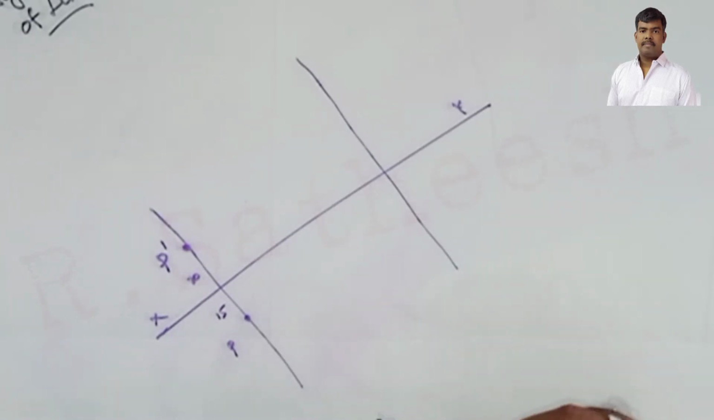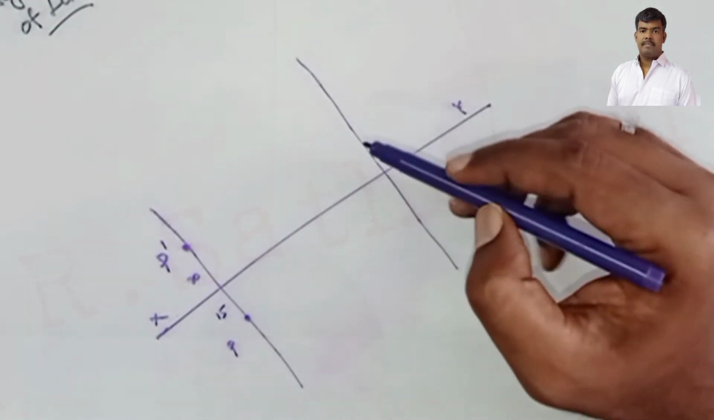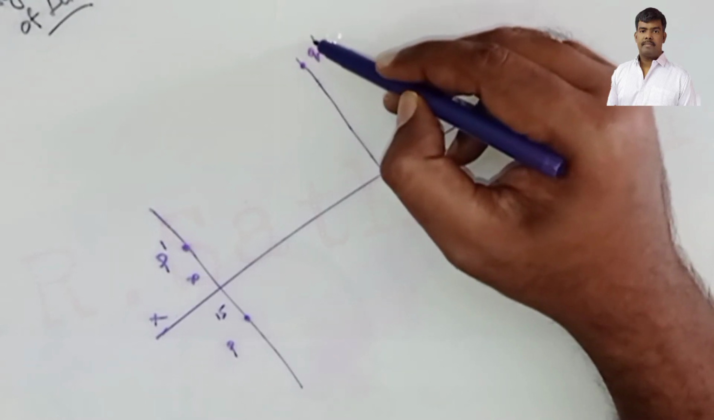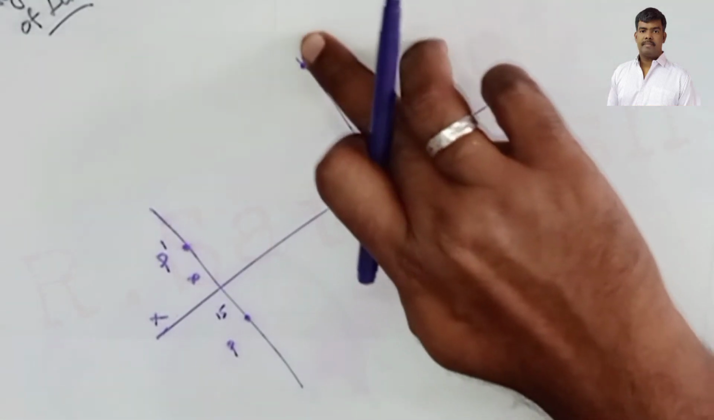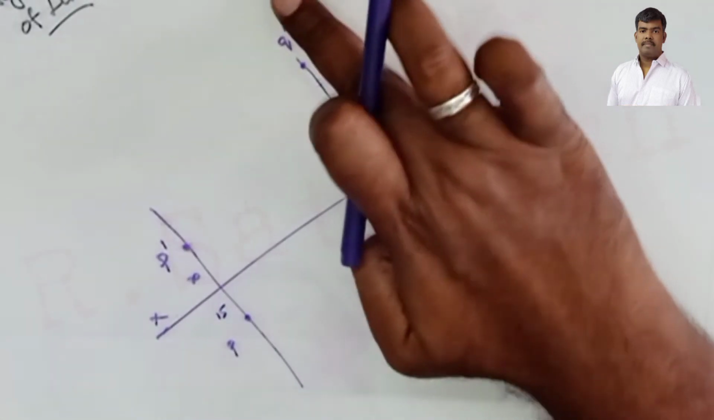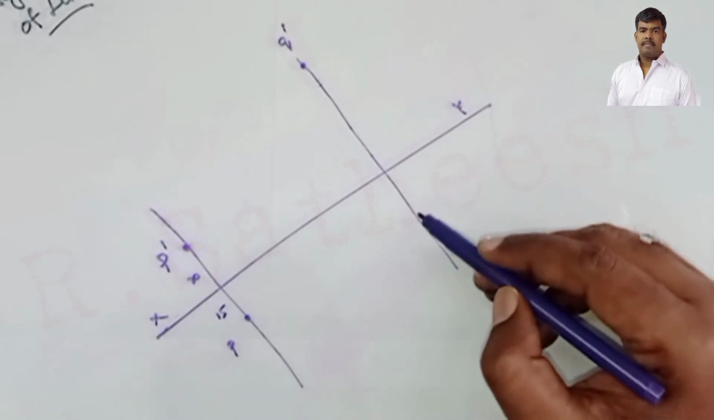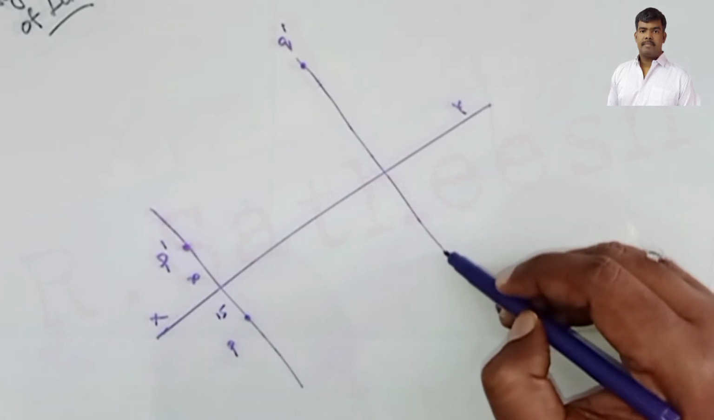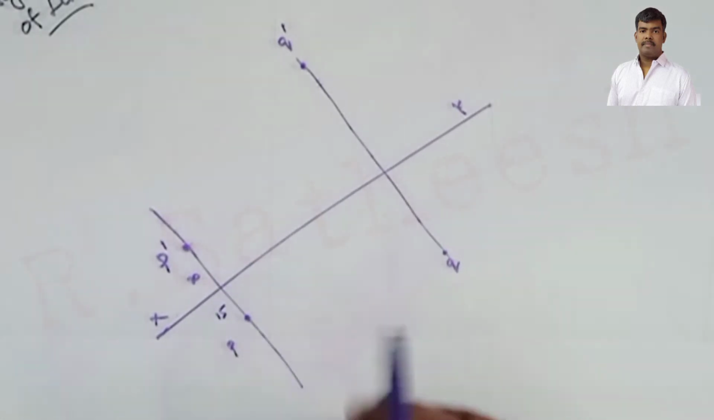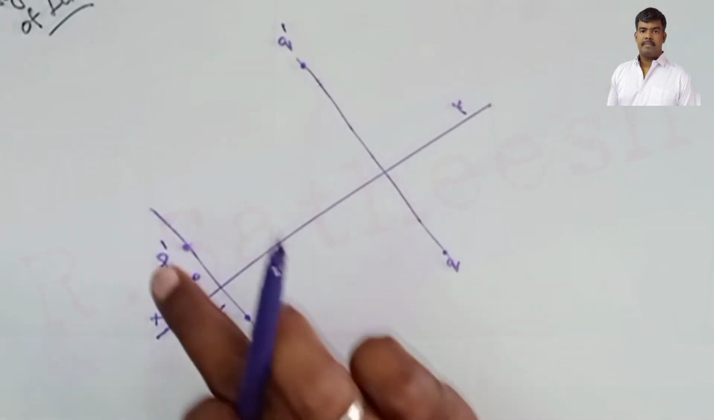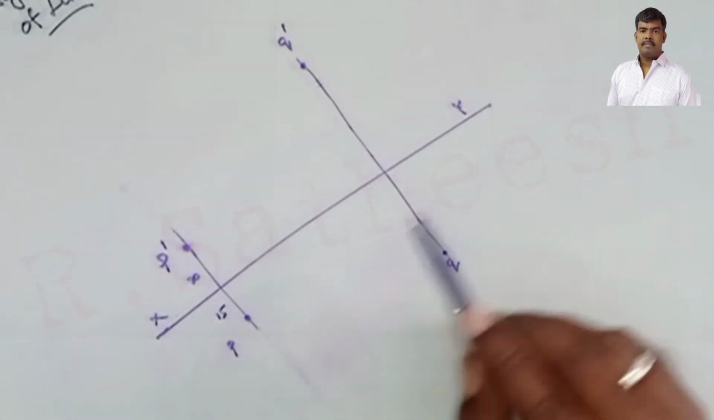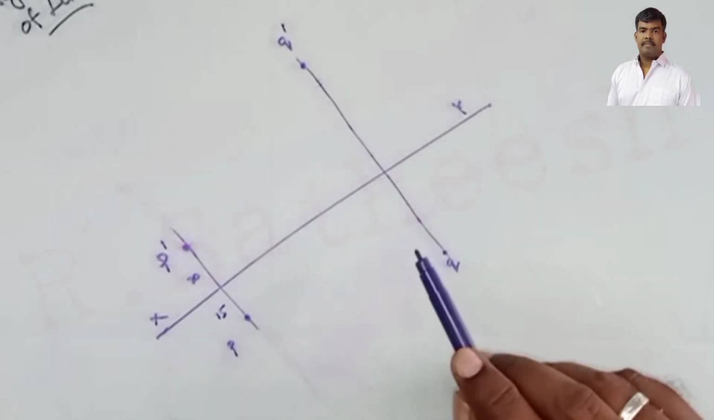Clear? And next, the point Q is 45 mm above HP. So here 45 mm above HP, this is Q dash. Clear? So this one is Q dash and another one is 35 mm in front of VP, here. This is Q. So P dash and P, we know that, and Q dash and Q, we know that the distance between the projectors is 60 mm apart.